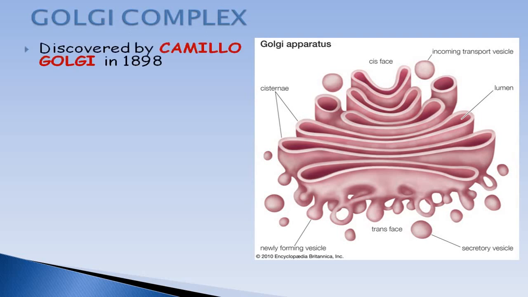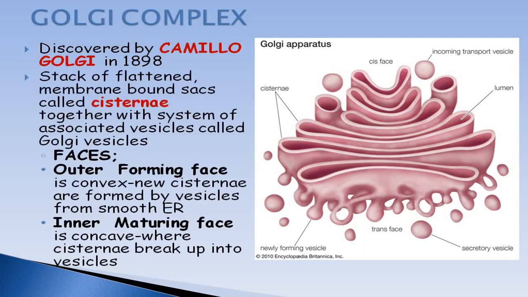Now the next organelle is the Golgi complex. Golgi complex is named after the scientist who discovered it, Camillo Golgi, in 1898. Golgi complex is made up of flattened tubules which are stacked one above the other to make up a pile of tubules which are called cisternae.